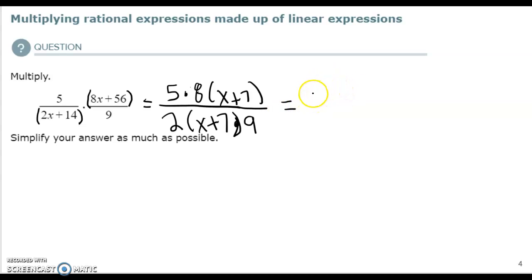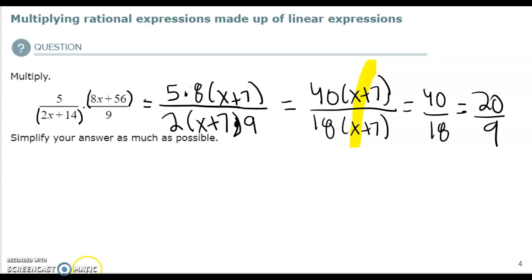I want you to pause this and try to simplify this the rest of the way on your own. Once we multiplied our constants, we should have gotten 40 times x plus 7 over 18 times x plus 7. Our x plus 7's divide out to become a 1. Then we just have 40 over 18, which is 20 divided by 9.